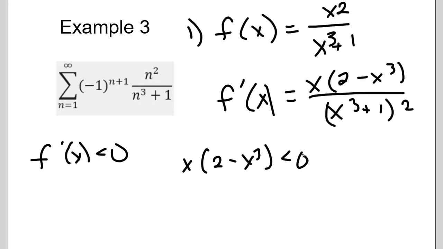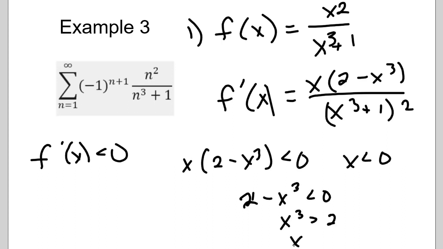So that means, well, the first one is x has got to be less than 0. And then I have 2 minus x to the third is less than 0. So I get x to the third is greater than 2, so I have to switch the inequality. So it's the cube root. So x has got to be greater than the cube root of 2. As long as x is greater than the cube root of 2, I have a decreasing function. Since we now know it's decreasing, I can go on to the second step.